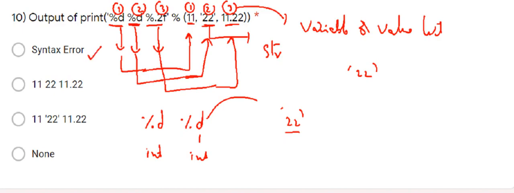Okay, it's a very simple question. That means there is a mismatch between what you want to print and where you want to print from. You want to print an integer, but when you see the value in the variable list, it is in the form of a string. That's why it is a type error. Actually, instead of syntax error, if you mention type error, it is a better option. Okay, we'll go to the next question.